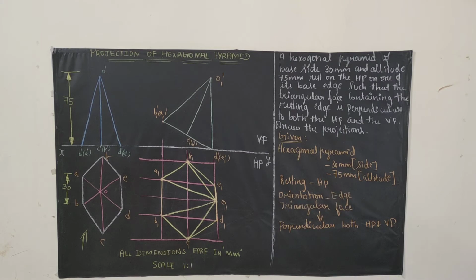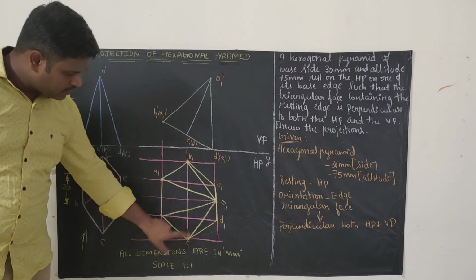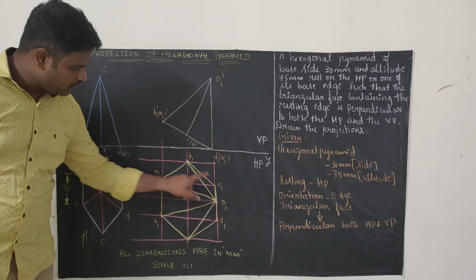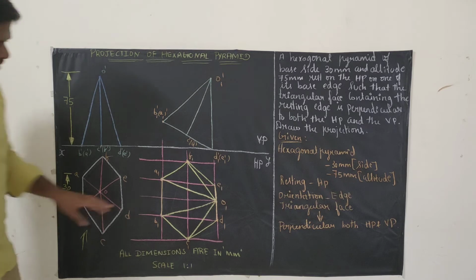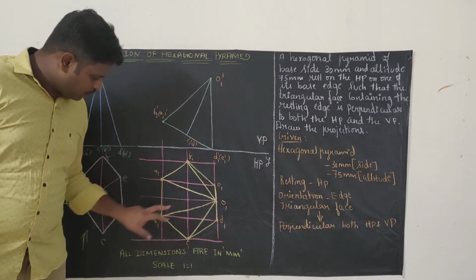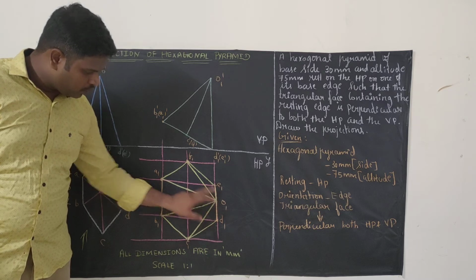See how I am joining. See how you have to join. Join A1 to B1, B1 to C1, C1 to D1, D1 to E1, E1 to F1, F1 to A1. One part is over. Next we have to consider slant edges. O1 to A1, O1 to B1, O1 to C1, O1 to D1, O1 to E1, O1 to F1.